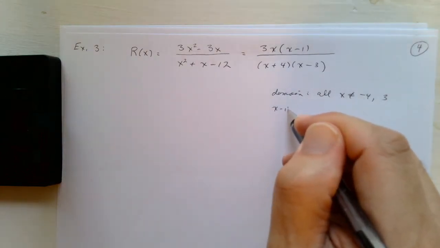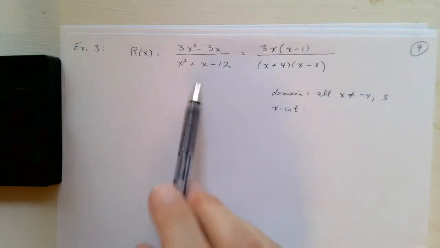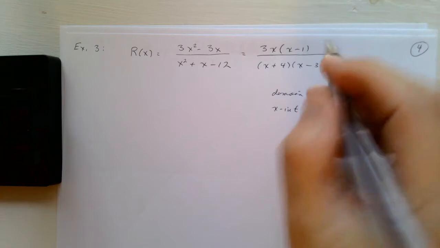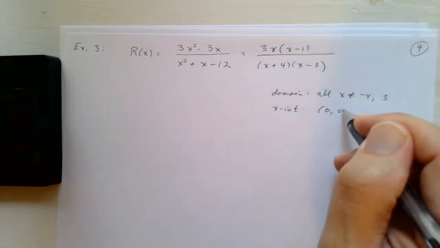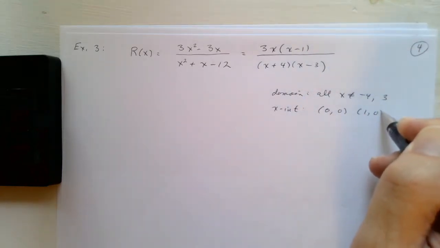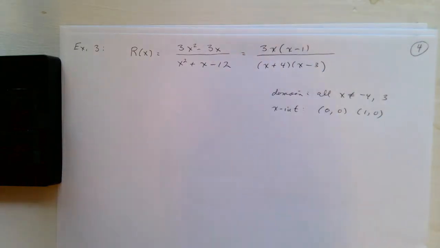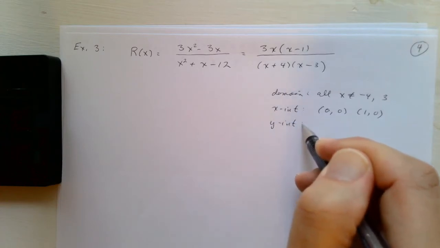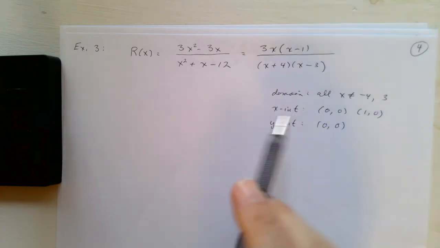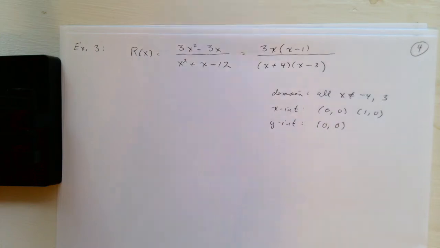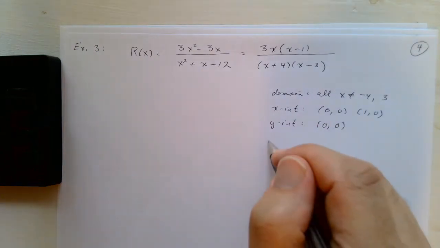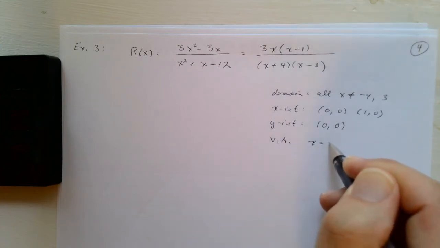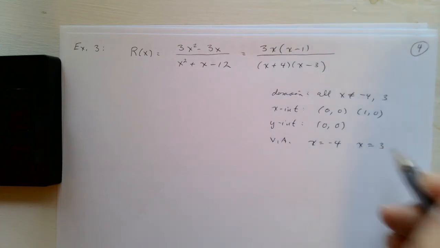This is already in lowest terms, so nothing cancels. The x-intercepts are going to be at (0, 0) and (1, 0), because 0 and 1 make the numerator 0. The y-intercept is going to be 0, because we already know that (0, 0) is an x-intercept, so that's also the y-intercept. And the vertical asymptotes will be at x equals negative 4 and x equals 3.